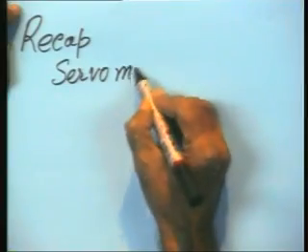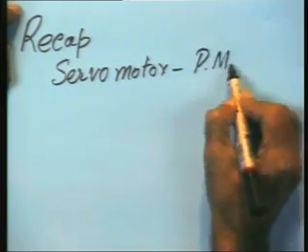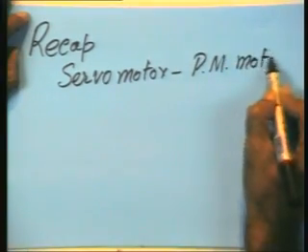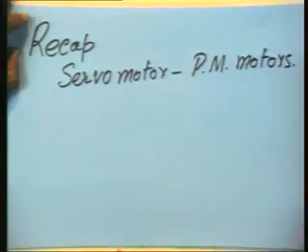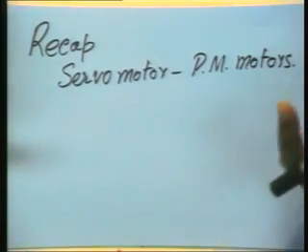We had looked at servo motors, particularly the PM, permanent magnet motors. This is what we had seen last class. We had looked at their capabilities, then we had also seen how to select them. We had gone up to the point of selecting the motor. The next step is to select the electronics.